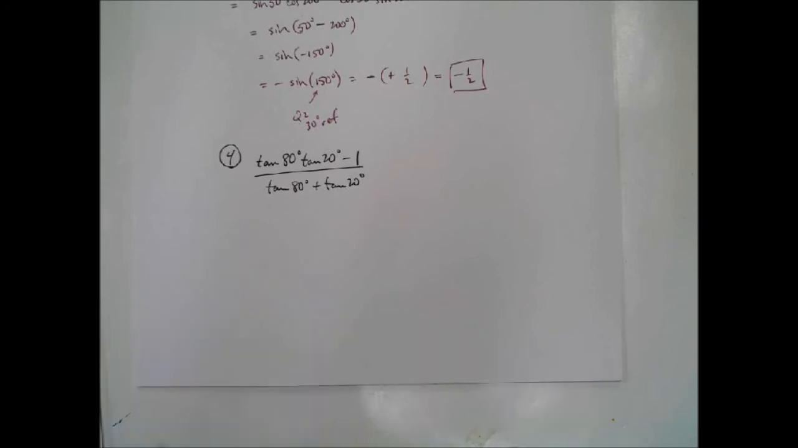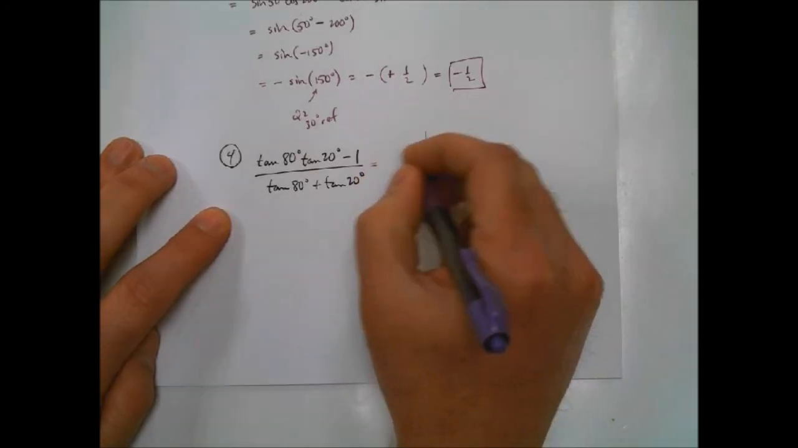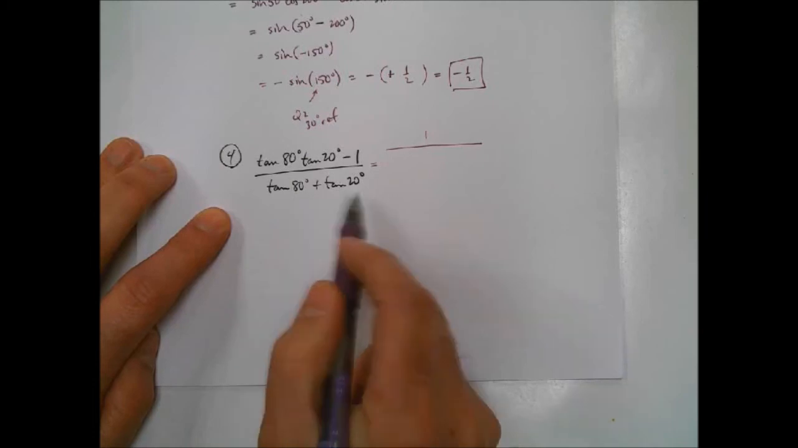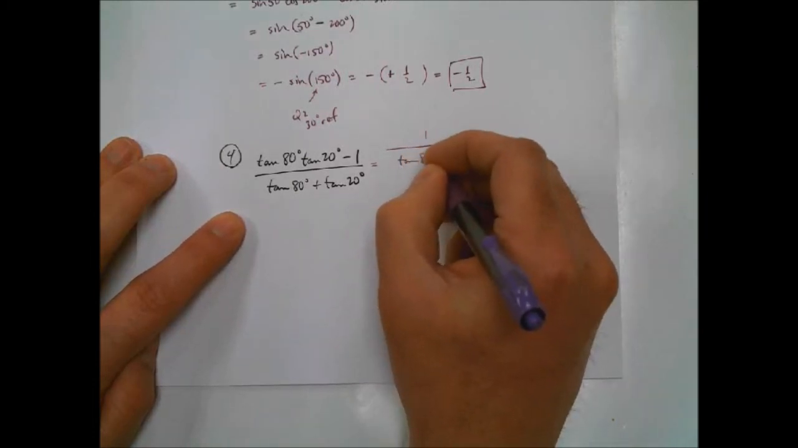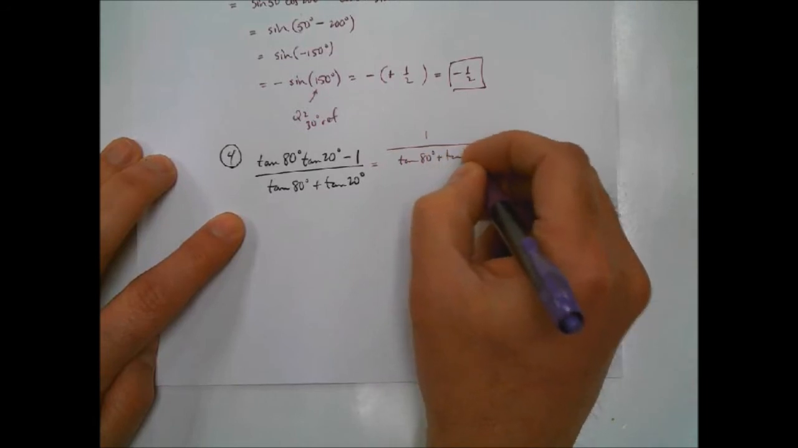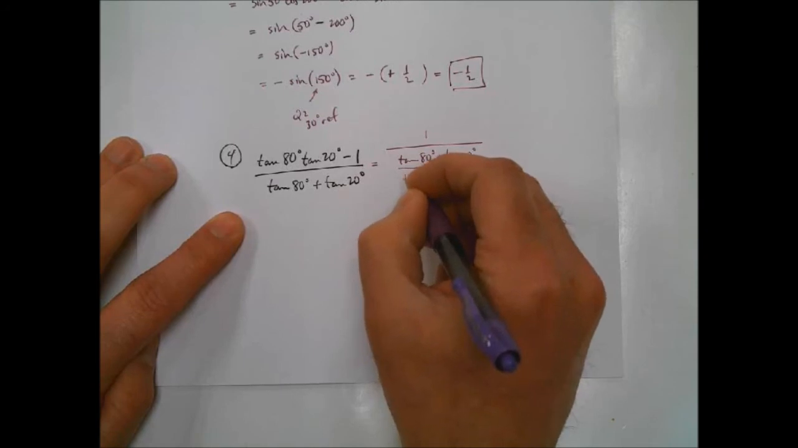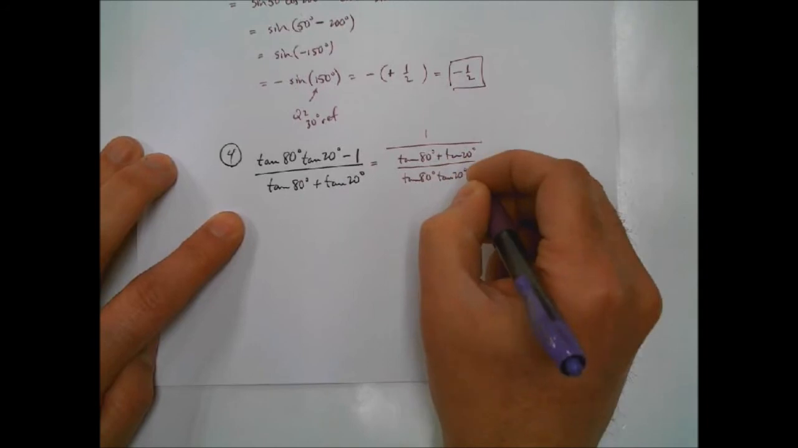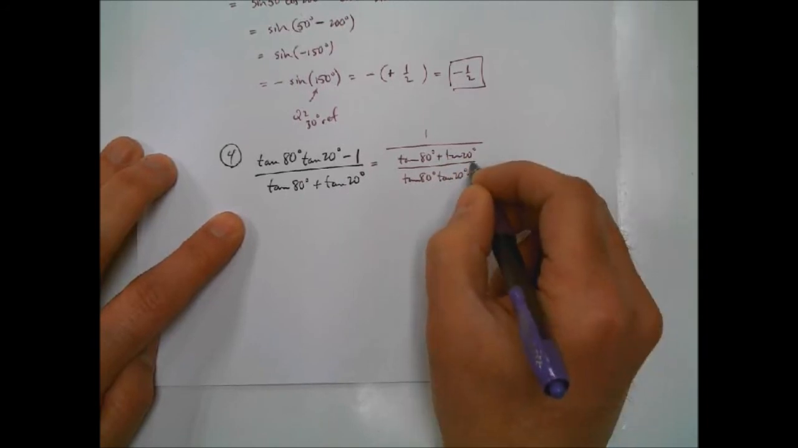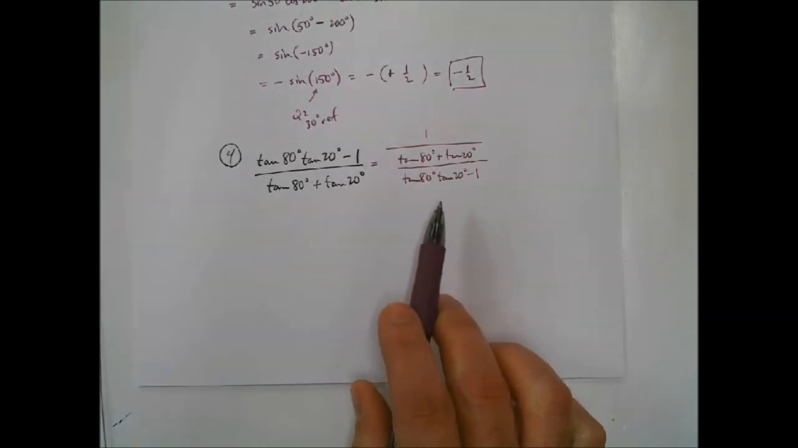Of course, we have taught you how to flip a fraction. If we want to flip a fraction, you just say 1 over, and then you flip the fraction. So this would be tangent 80 degrees plus tangent 20 degrees, over tangent 80 degrees times tangent 20 degrees, minus 1. Now that's looking a lot closer to the tangent formula.